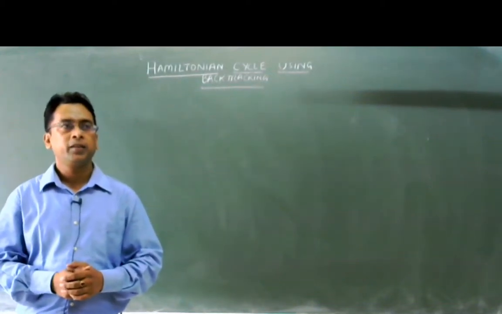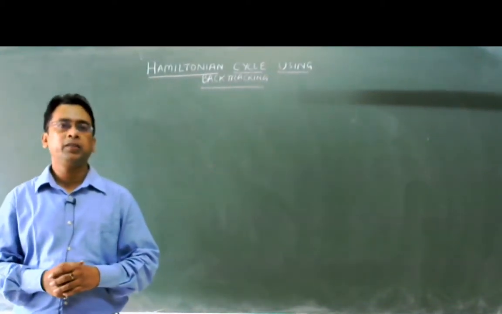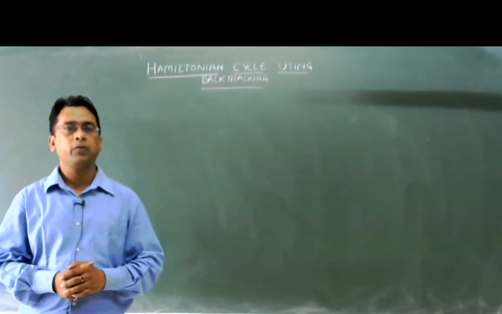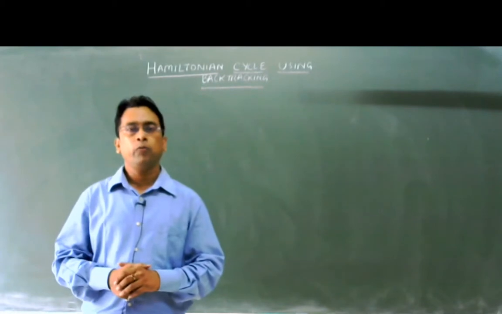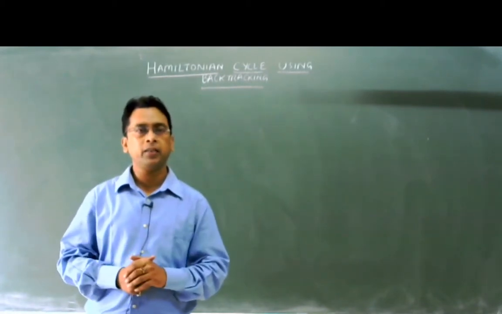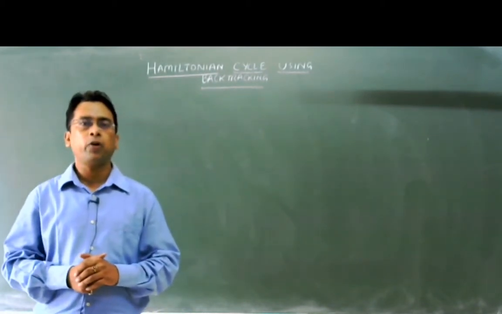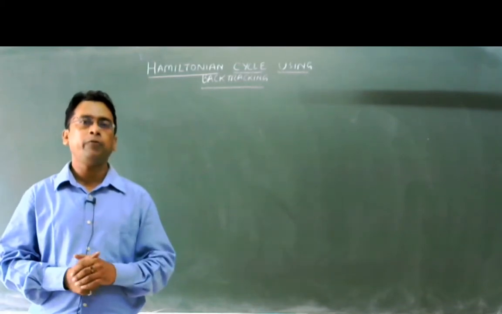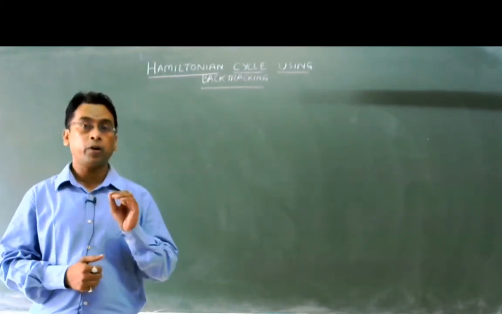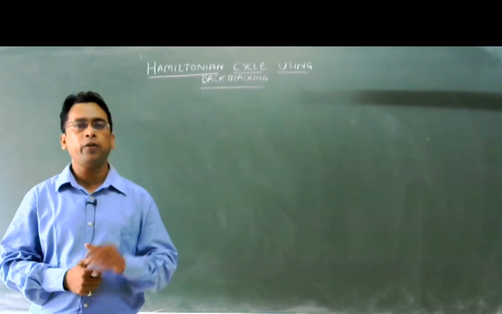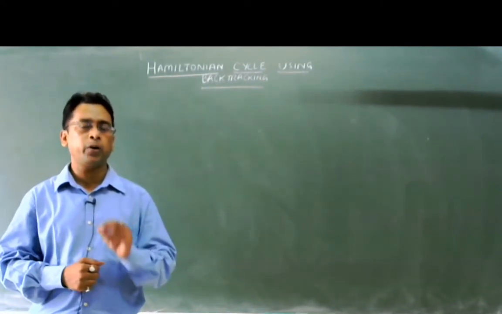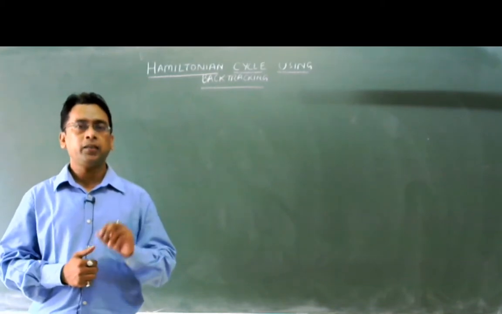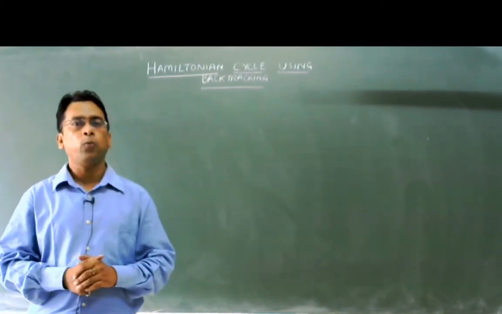Hello student, today I am going to teach you about the Hamiltonian cycle and how to solve it using the backtracking technique. First of all, what is a Hamiltonian cycle? For a given graph with n number of vertices, you have to create a circuit which has exactly n number of edges and covers all the vertices.